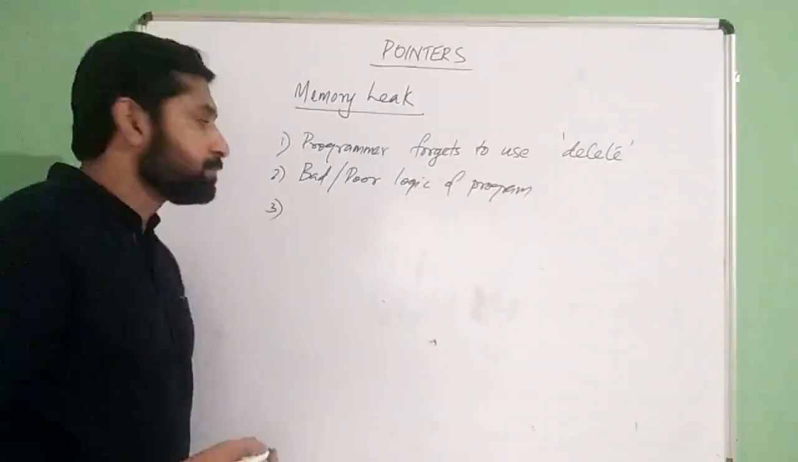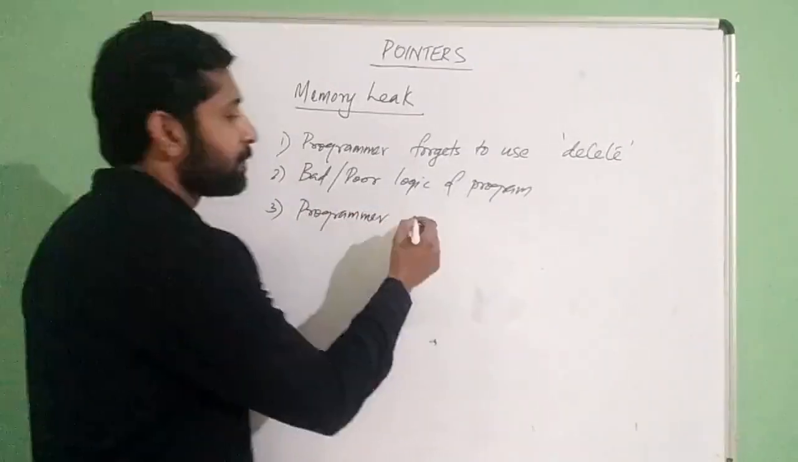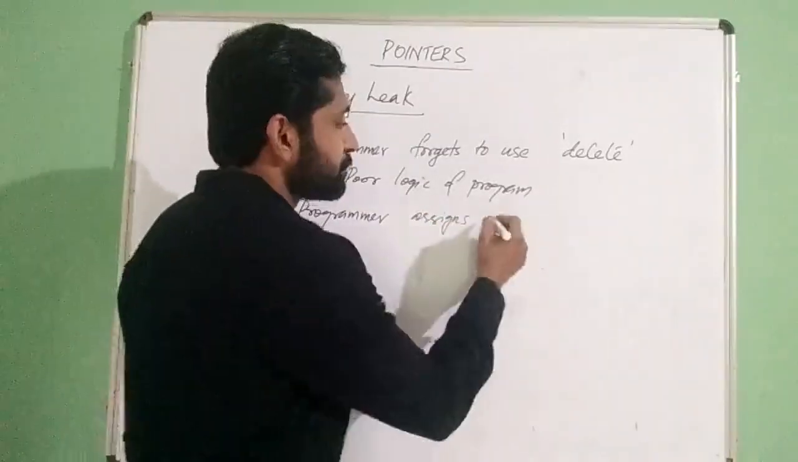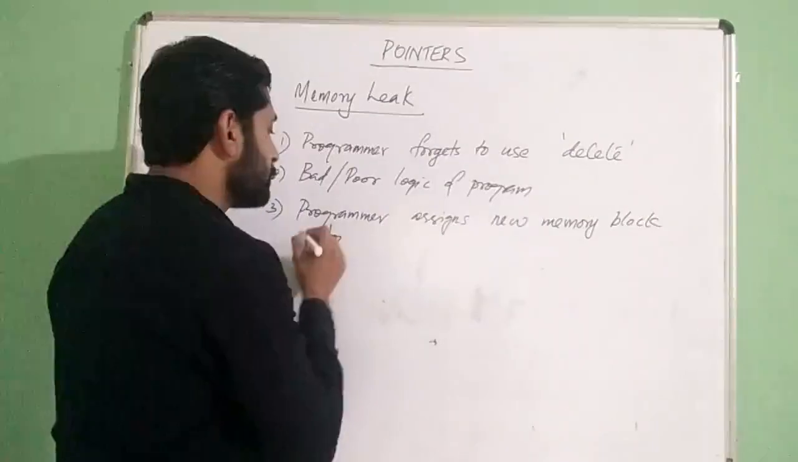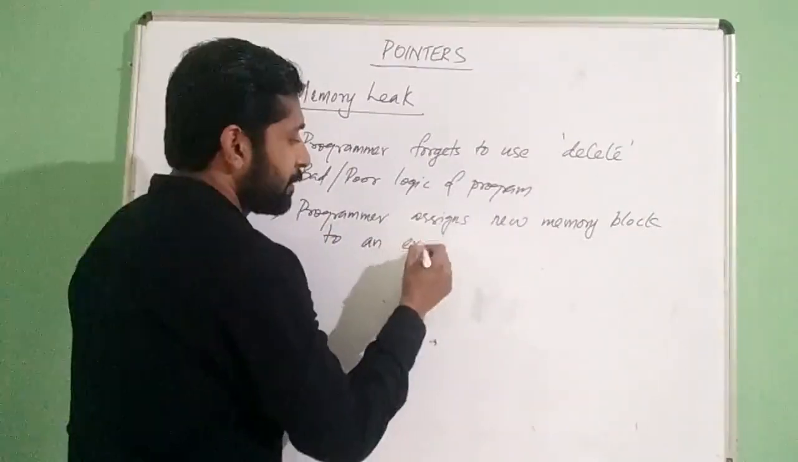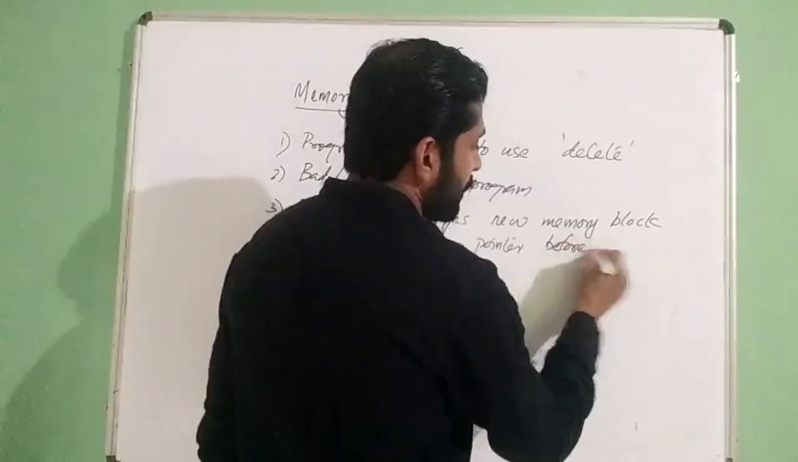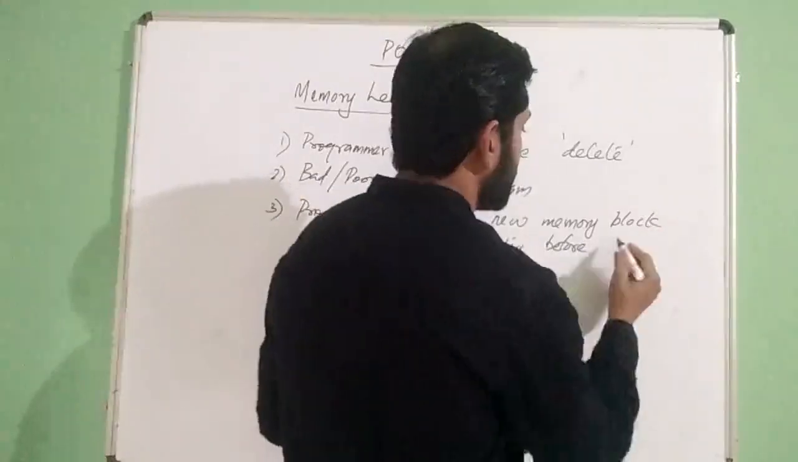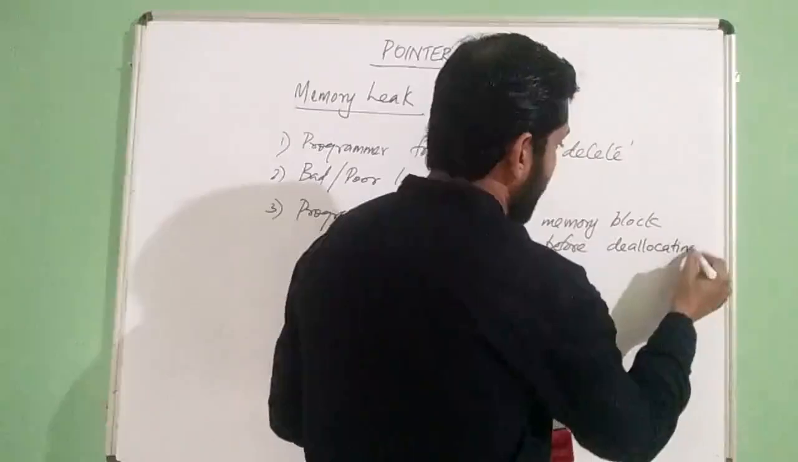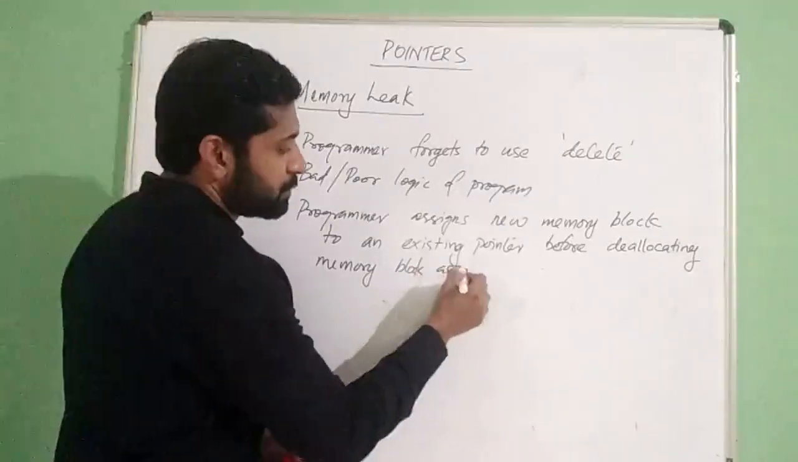And the third one: the programmer assigns a new memory block to an existing pointer before deleting, before deallocating the memory block assigned to it.